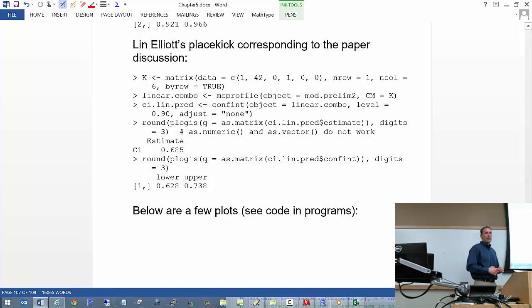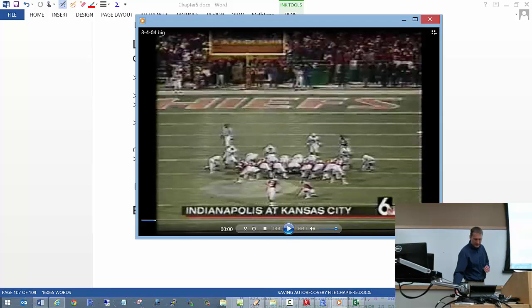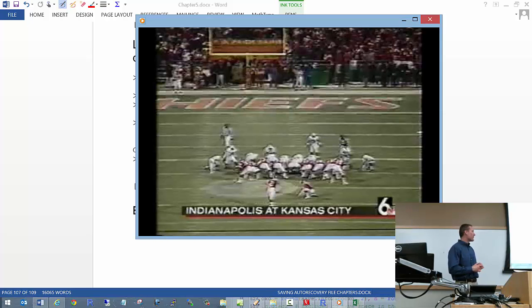Now, if you've taken a look at the paper, you also note that I focus on a particular place kick that was done by Lin Elliott, who was the place kicker for the Kansas City Chiefs. And this was back in 1995. I was, of course, in grad school at the time. Kansas City had a great regular season that year. They had 13 wins, 3 losses, number 1 seed in the AFC playoffs, home field advantage throughout. And in their very first playoff game, they played the Indianapolis Colts, which I think had 8 wins and 8 losses that season.